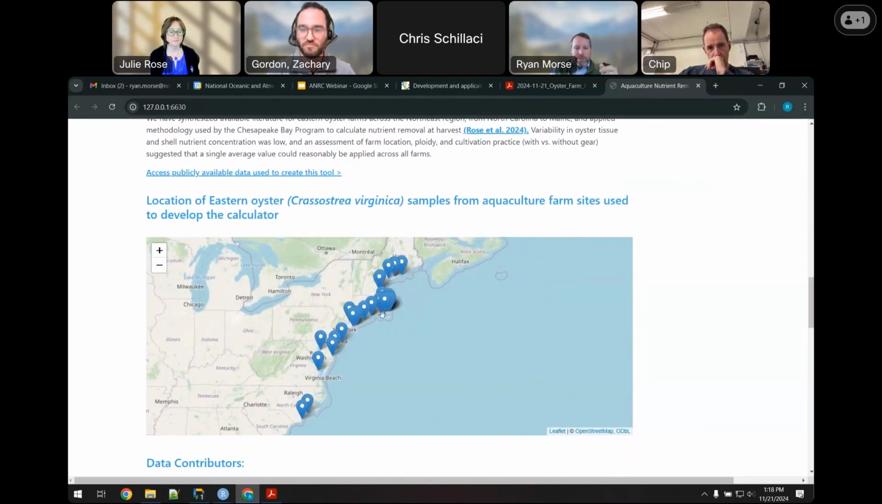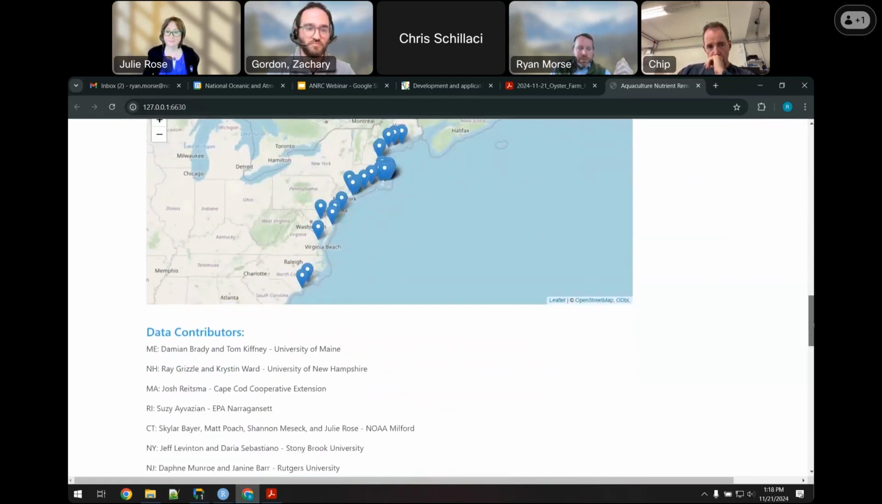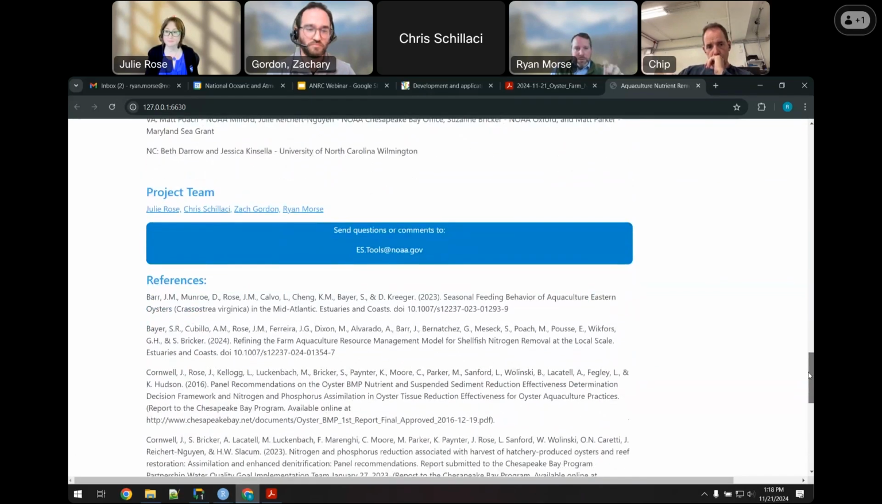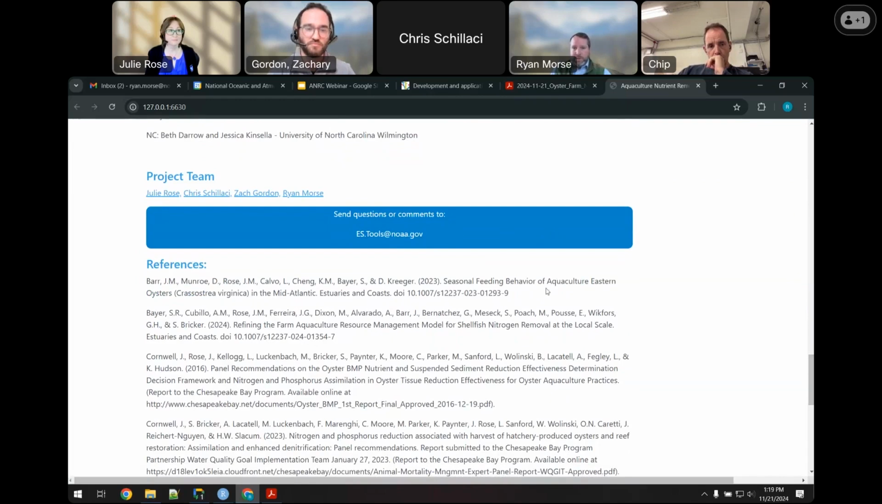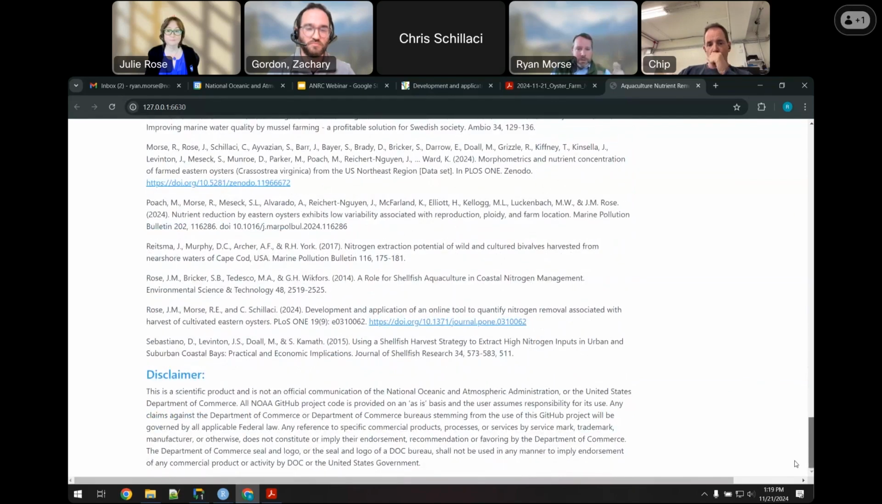There's an interactive map. You can see where the samples came from that underpin the study. And we have links to the data itself throughout this About tab. There's the project team. Most importantly, here's a comment box, an email address that you can reach us at if you have any questions, any comments, suggestions. Please use it. We are responsive and we take it very seriously. Then there's references and a disclaimer at the bottom.